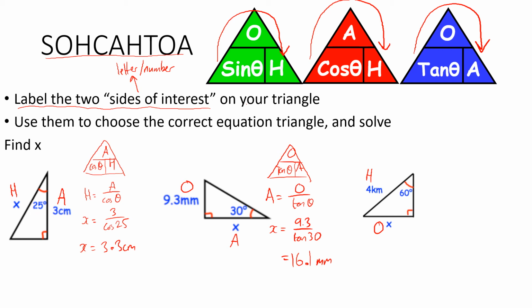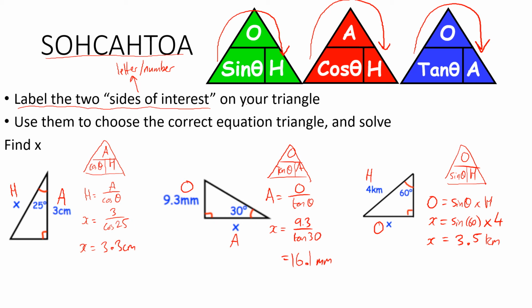For our last one, O and H, that's the sine triangle, because that's the only one that has O and H in it. So I'll write it down. We'll say we're finding the opposite, so we need to multiply the other two things together. So O is equal to sine theta times H. So x is equal to sine of 60 times 4. So that's going to give us 3.5 kilometers this time.